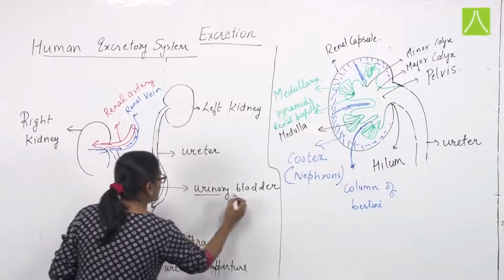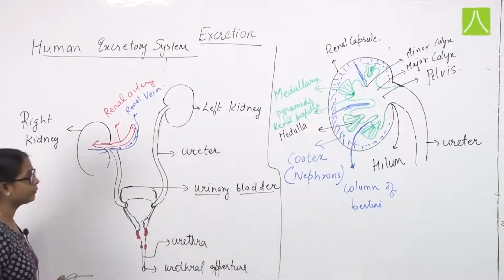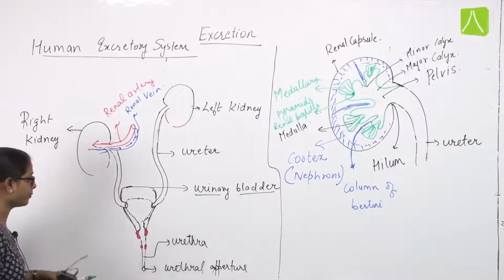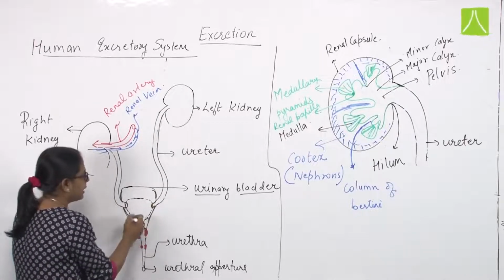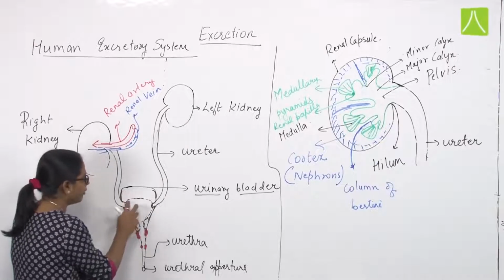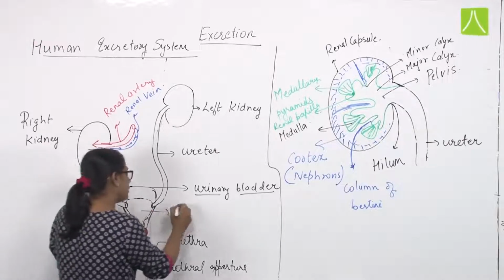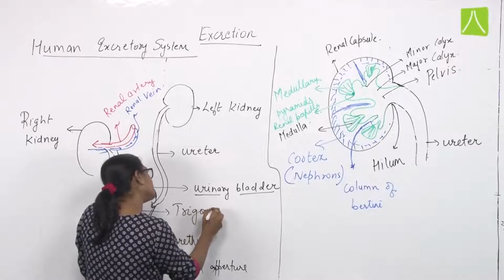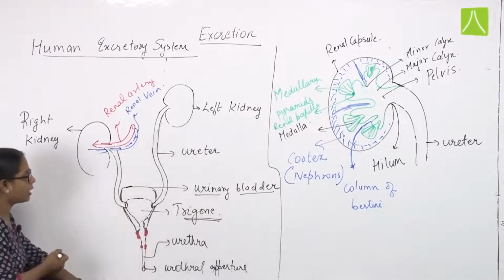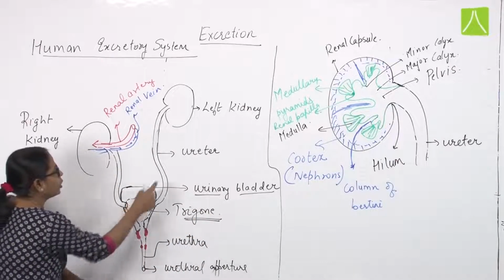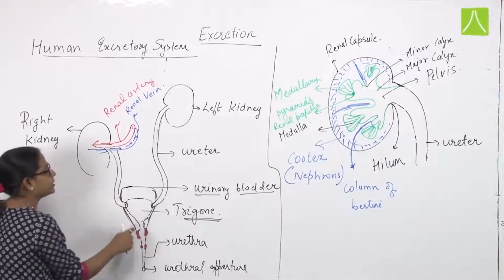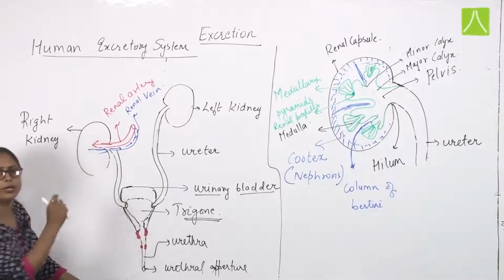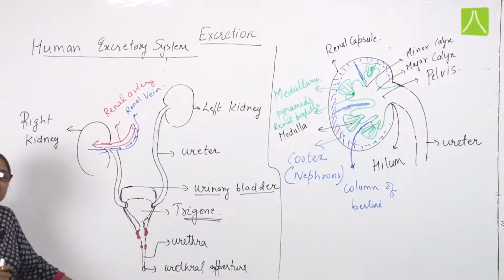So what exactly is the urinary bladder? The urinary bladder again has a wall. Then inside this urinary bladder we have another projection known as trigone. The ureter opens into this trigone, which is present inside the urinary bladder. So the urinary bladder is a bag-like structure inside which the urine collects for some time.